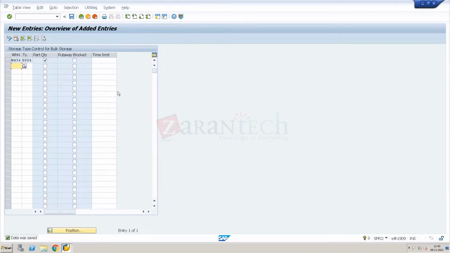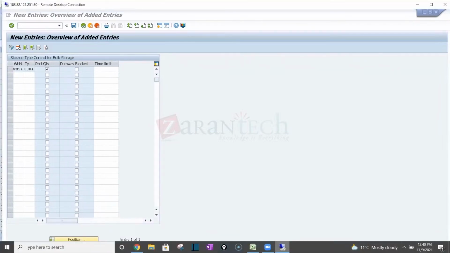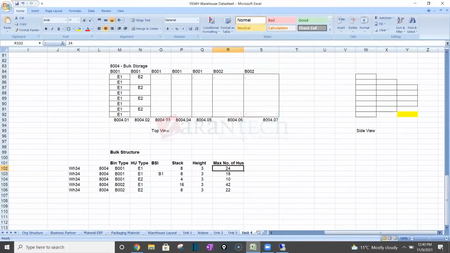And what is this time limit, Rohan? I'm coming to that. So you first have a put away block. Put away block is where you have to block the bins. On the first stock removal, the system will automatically block the bin. So let's say this bin is full now.